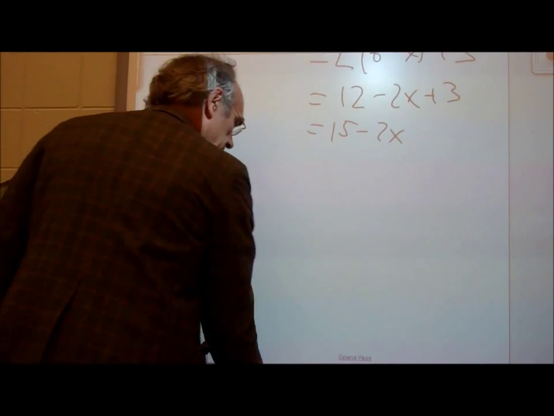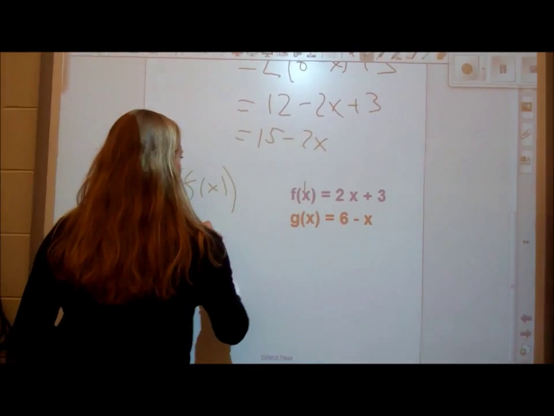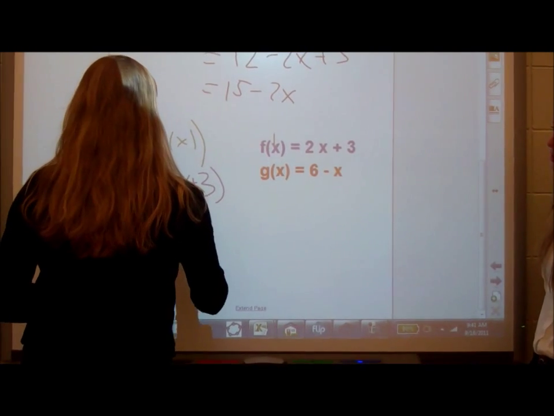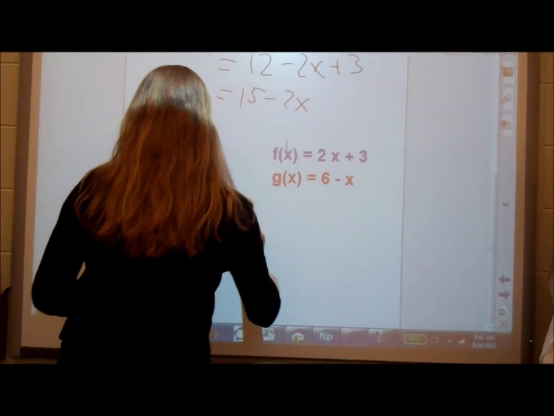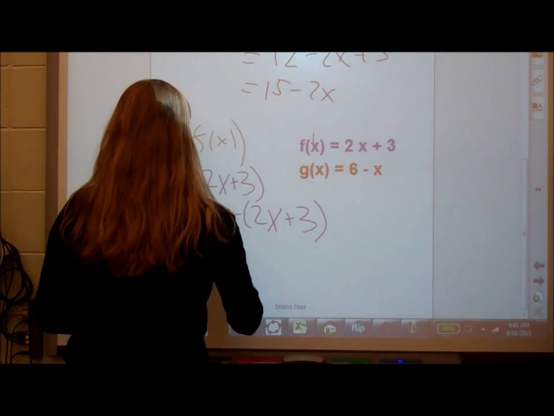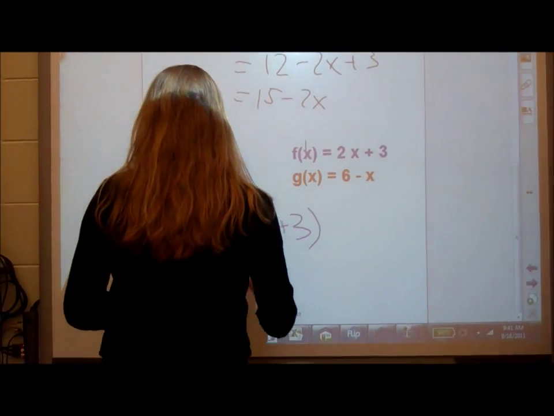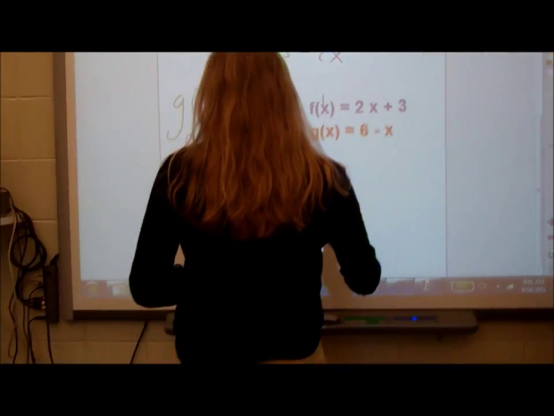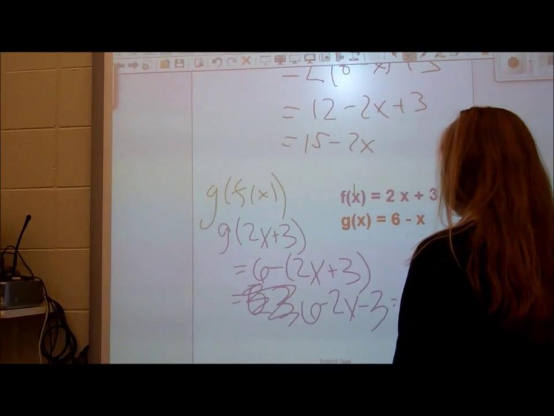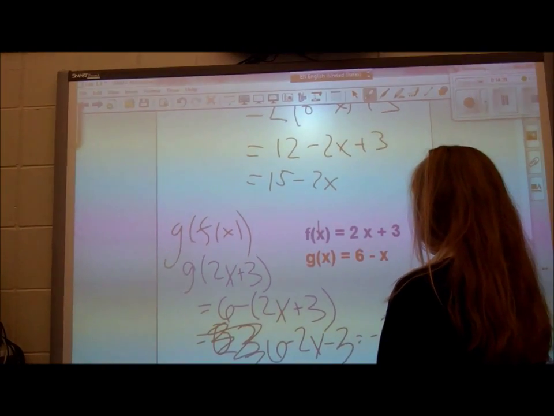Okay, so now you volunteer for g of f of x. That's g of 2x plus 3, which equals 6 minus (2x plus 3), so 6 minus 2x minus 3 equals minus 2x plus 3. Is that right?